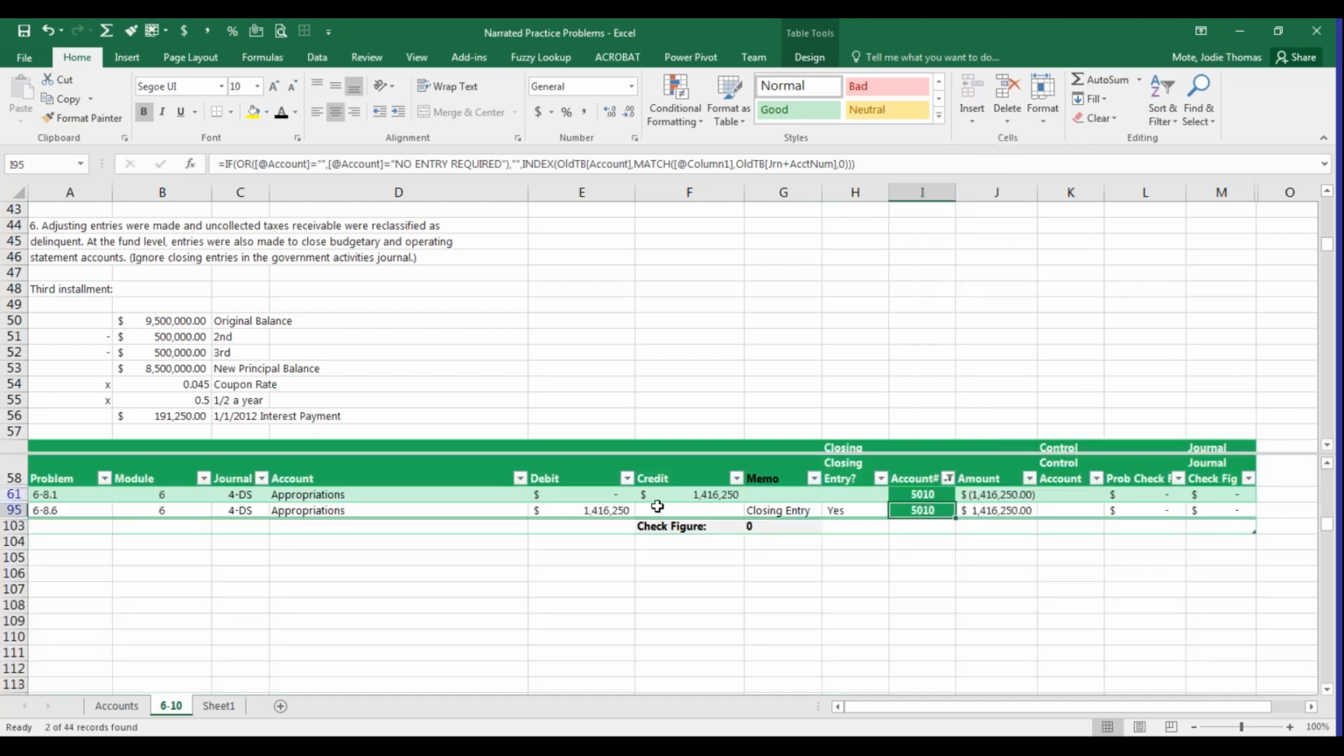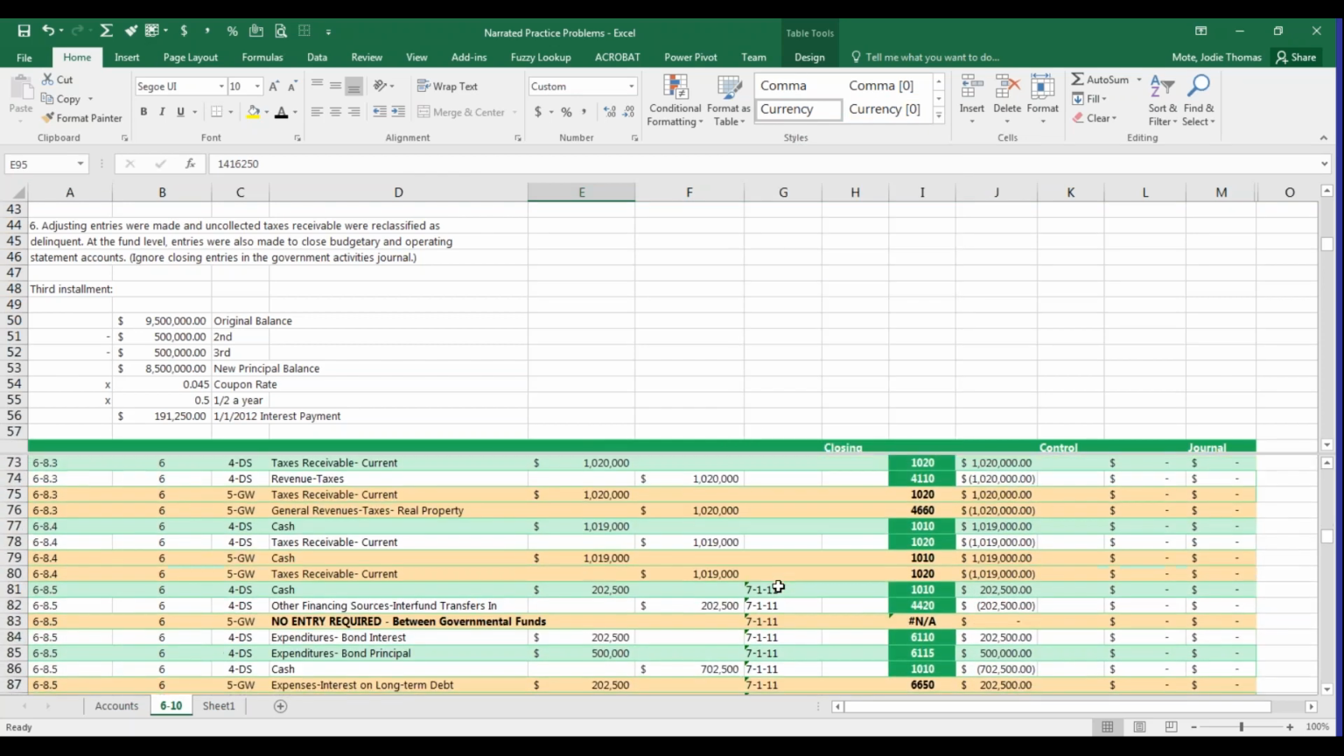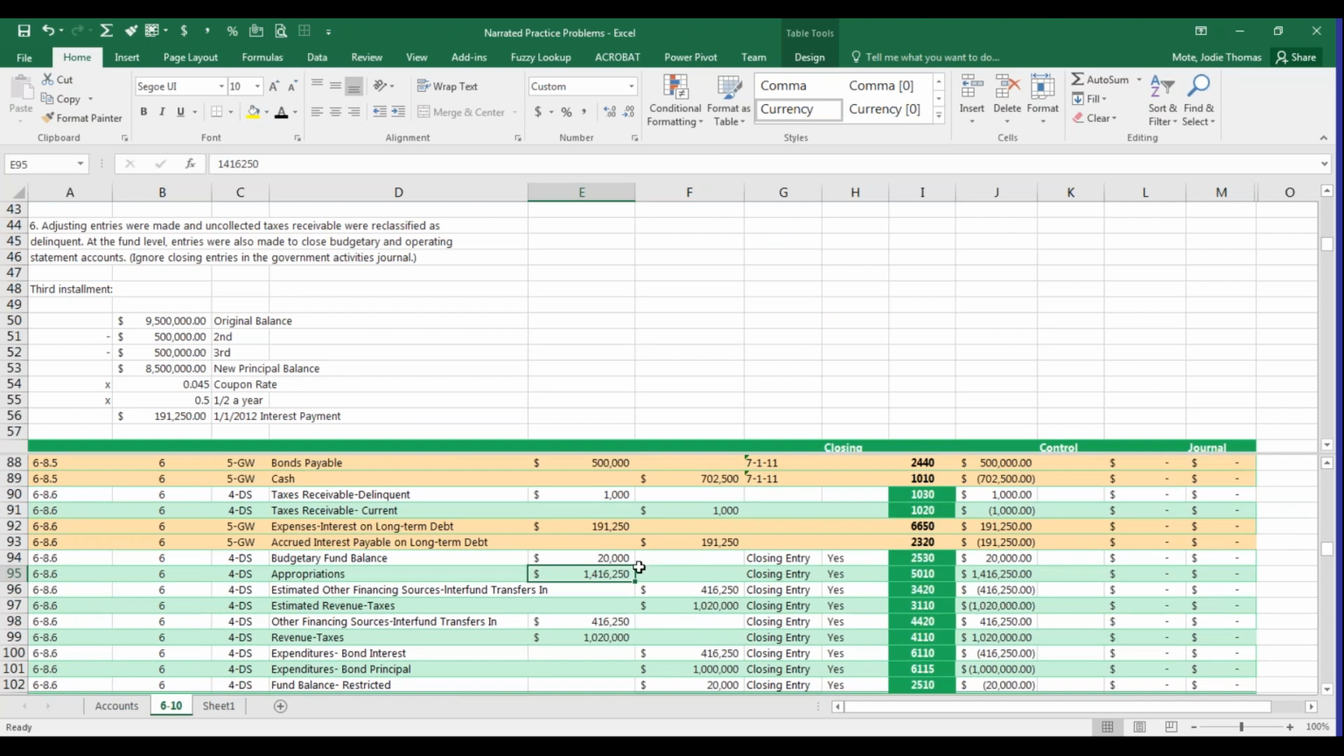You need to go to your pre-closing trial balance, which is going to show you all the entries that relate to a given account. So appropriations has a credit balance of 1.4 million and change. Then in your closing entry, that needs to be your debit for $1,416,250. Okay. And you're doing similar things with all of the other accounts.